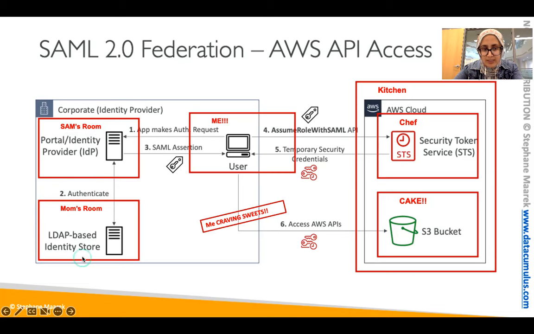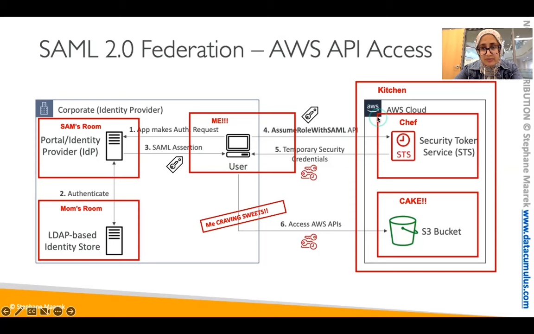And the identity provider is actually my mom's room. I want the cake, but I cannot get it directly. So first I go to my brother's room. I ask Sam to go to my mom's room and authenticate, to ask if I can get it. So Sam goes to my mom and asks if I'm approved for that. And then Sam gives me a token, and I take that token and go to the kitchen.